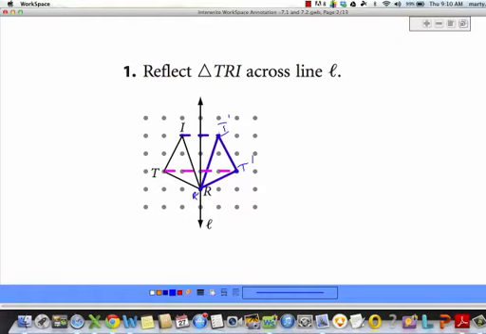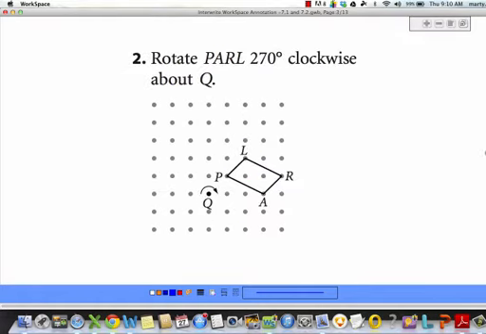Reflection is usually something that people are fine with. A little bit more difficult is a rotation, and we'll take a look at how to do a rotation with patty paper in class as well. This one wants us to rotate this guy 270 degrees clockwise. Rather than thinking about 270 degrees, which is 3/4 of the way around point Q, we can actually go the other direction. We can do 90 degrees counterclockwise as well.